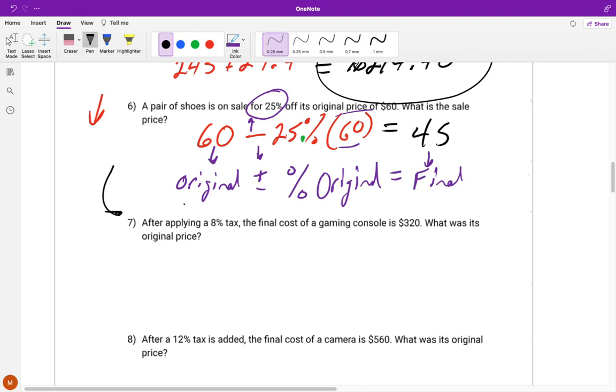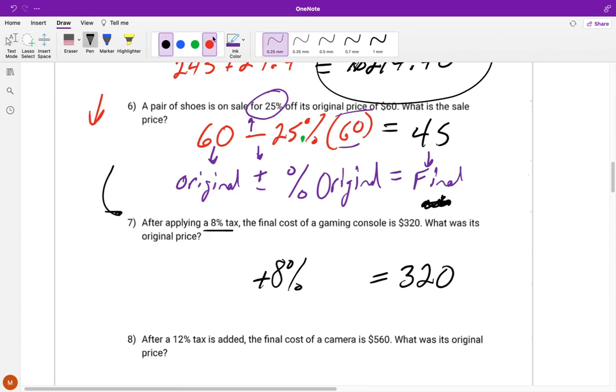When we go to number 7, it says after applying an 8% tax. So that means our percentage was 8. And since it's a tax, we are adding. So I'm going to write plus 8%. That's what we know it is so far. The final cost, based on the way that we created that problem before, is $320. So we know after we apply this 8% tax, it's going to give us $320.